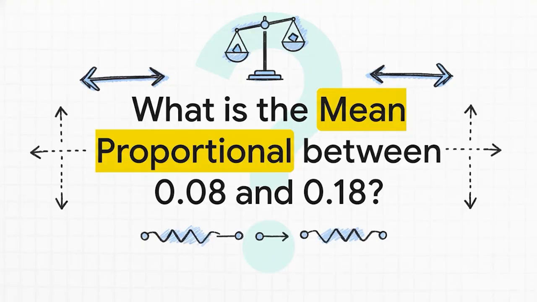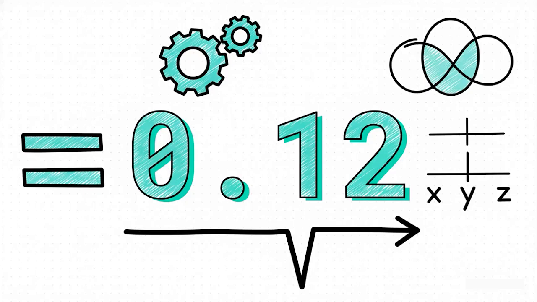All right, puzzle number 1. What is the mean proportional between 0.08 and 0.18? Okay, mean proportional. Sounds complicated, right? It's not. It's just a fancy way of asking for the missing middle number in a proportion where the two means are the same. So think of it like this. 0.08 is to something as that same something is to 0.18. We're looking for that mystery number in the middle. And the answer is 0.12.